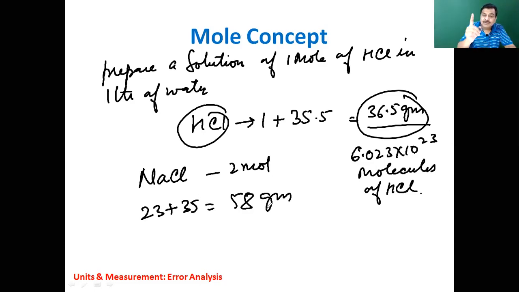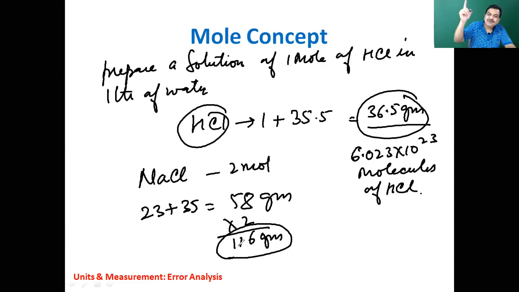58 gram makes 1 mole, and you have to take 2 mole. So multiply it by 2. It is 116 gram. So you have to dissolve 116 gram of salt in 1 liter of water. Then you say a solution of 2 mole of NaCl is ready, 2 molality. So it is so simple.